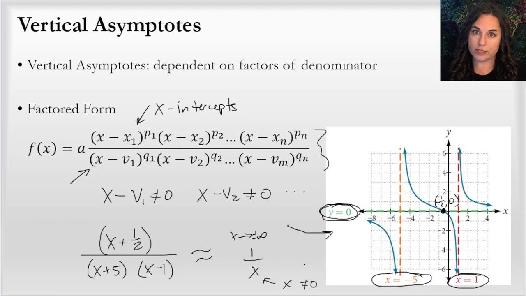Okay, so I'm going to go through this in a little bit more detail, but this is a highlight for you, what important things to look at on that graph. Vertical asymptotes are easy to find because they're right there, right? And they come from the denominator.